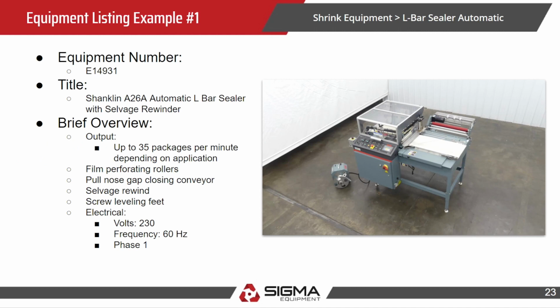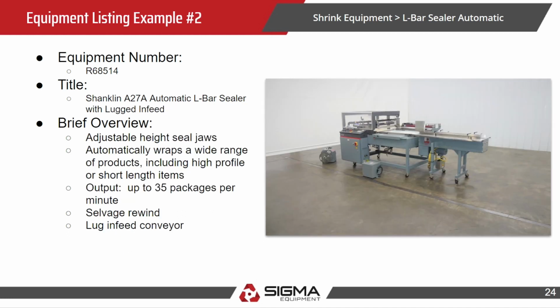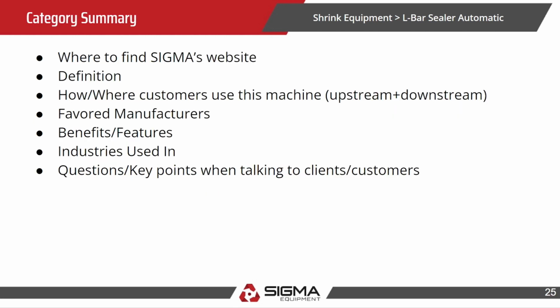So here is a unit that we have in our inventory. It is E14931. It's a Shanklin A26A L-bar sealer. Just a brief overview, it can do up to 35 packages per minute. It does have the perforated rollers as well as the selvage rewind. And here is a rental unit that we have, R68514. It's a Shanklin A27A L-bar sealer with the lugged in-feed. And again, this can do up to 35 packages per minute. Does have the selvage rewind as well.